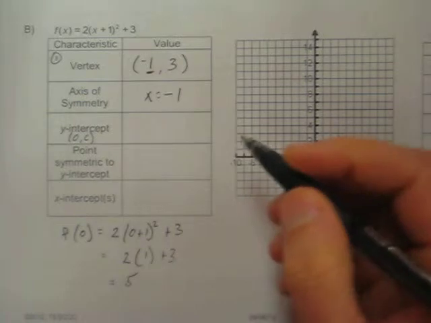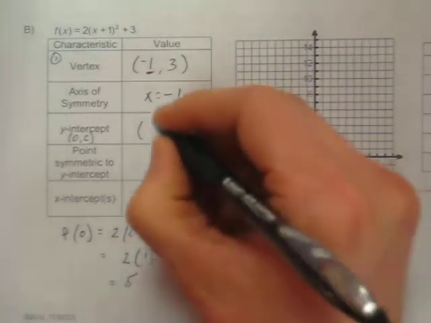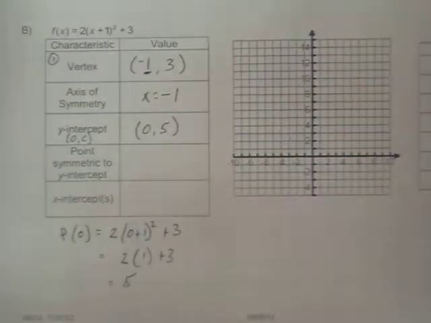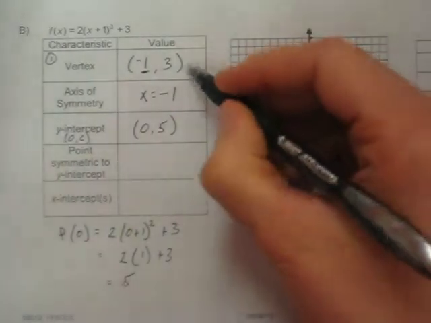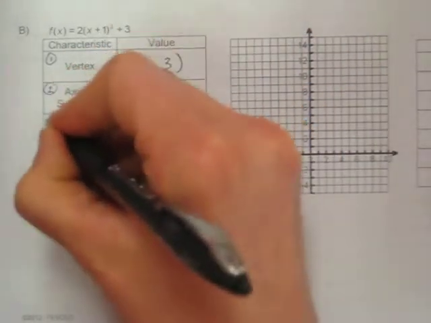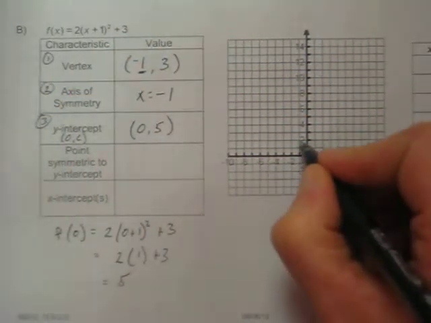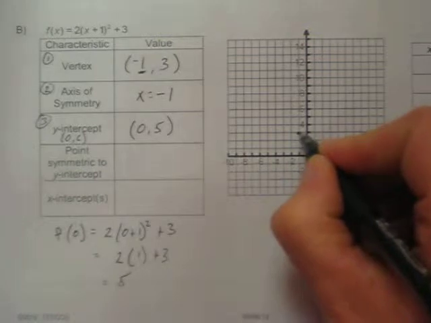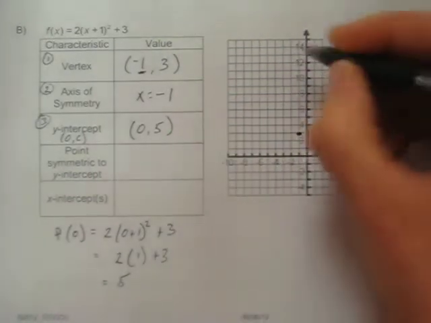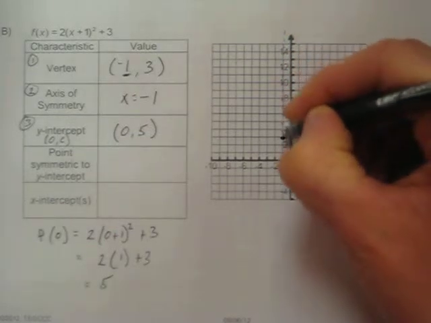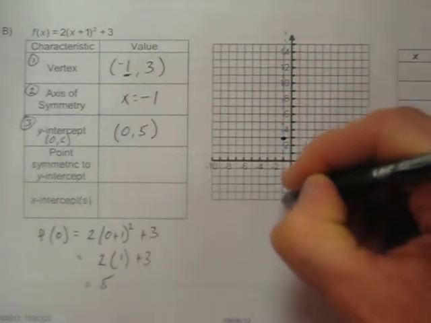If you want to put this into your calculator, you can, but you should get to the point where you don't need to. So this is (0, 5). Now, once you get all three of these, you just do this in order, 1, 2, 3. Now we're going to come over here and graph it. (-1, 3), there's my vertex. x = -1 is a vertical line. That's the axis of symmetry, and it just goes straight down the middle of the graph.